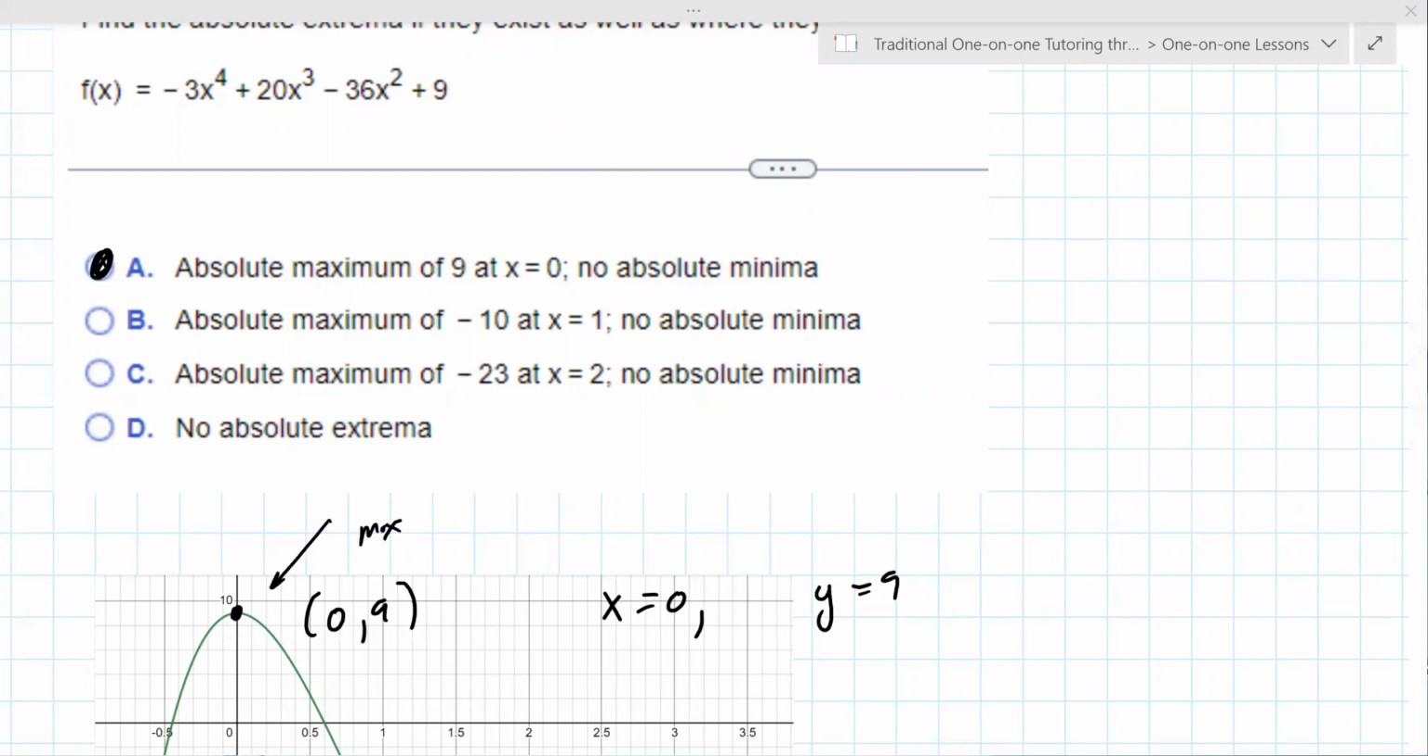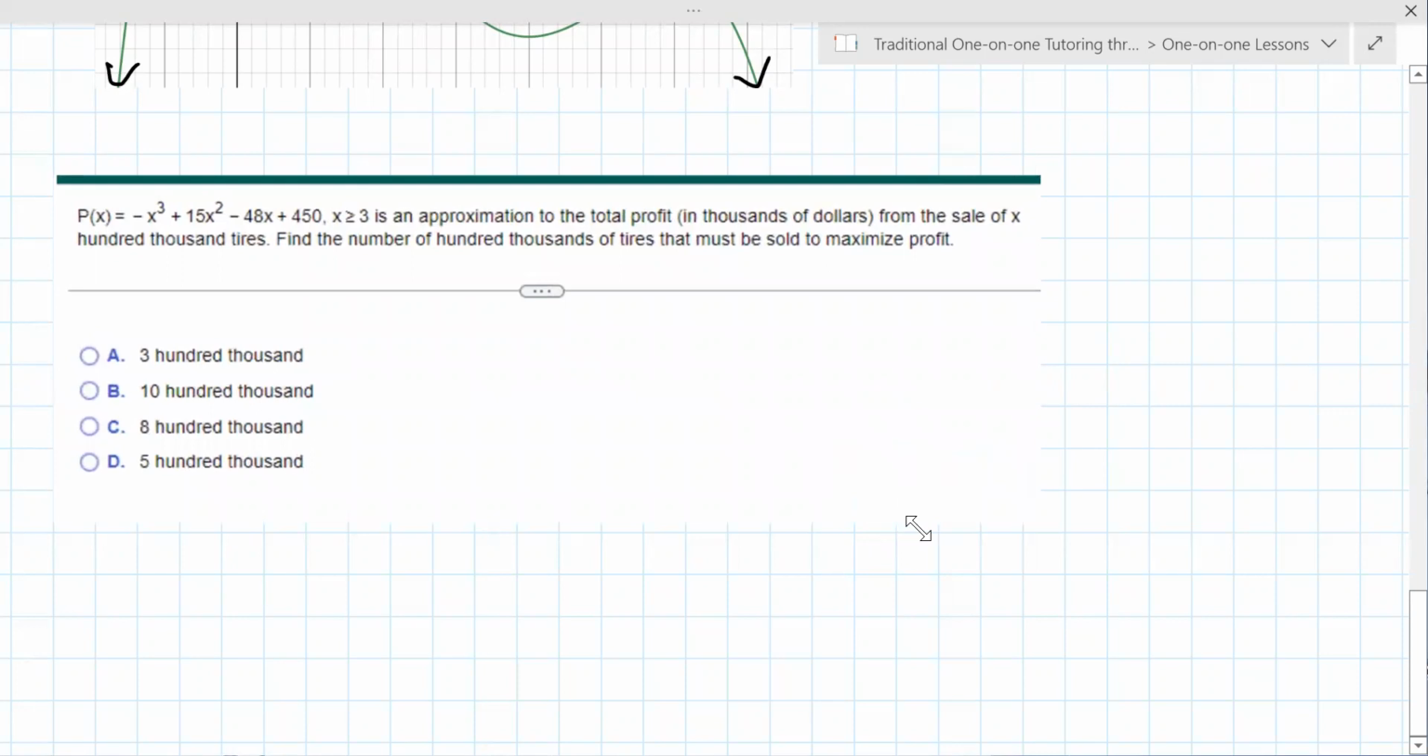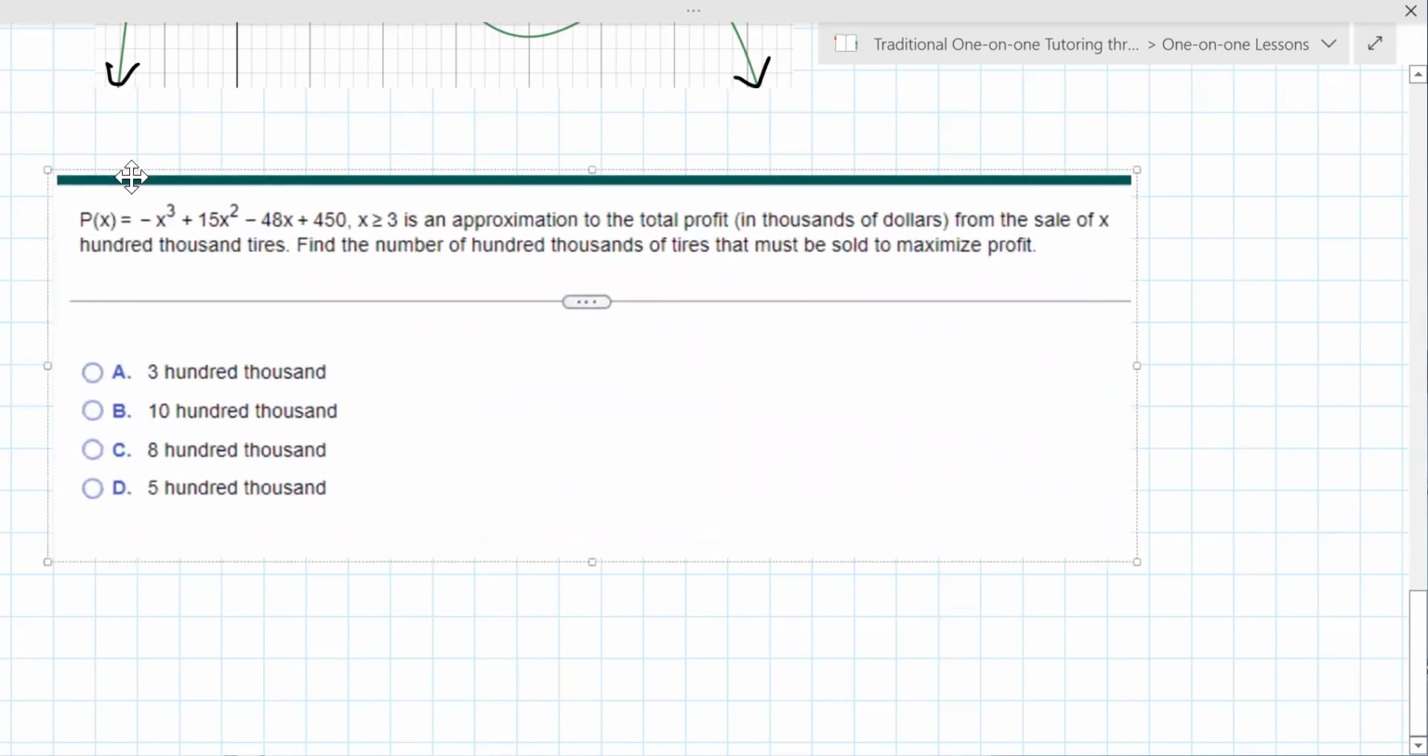So let me get back to the next one here. All right, here we go. All right, so here's the next question. So they give you the profit function right here, and they tell you that it's for x greater than 3. So I'm going to graph this again, but I'm only going to graph for x greater than 3, and we're looking for the place where it's a maximum. So wherever the graph hits the highest point here.